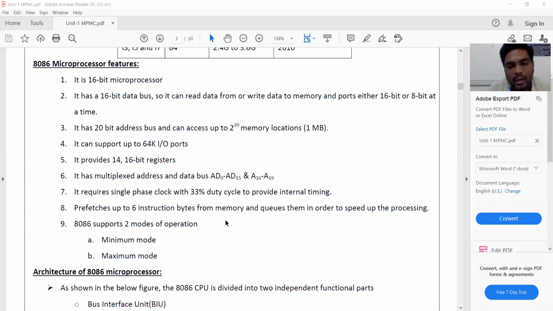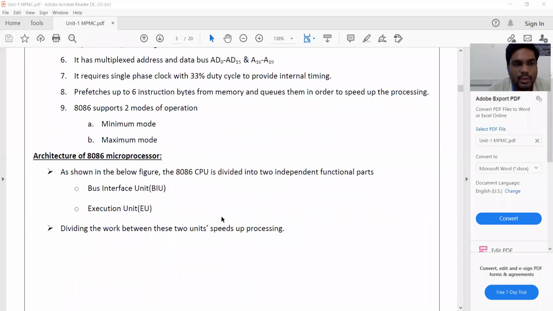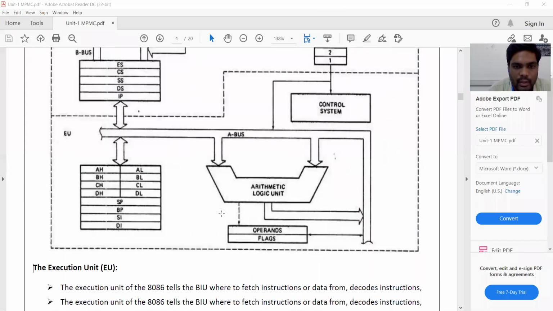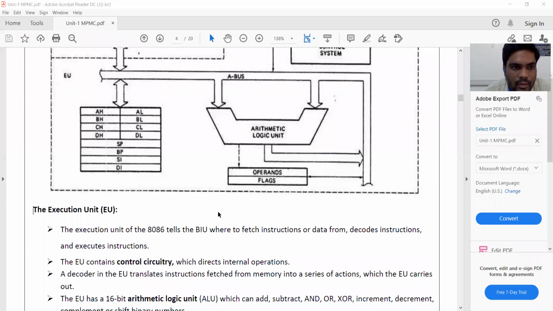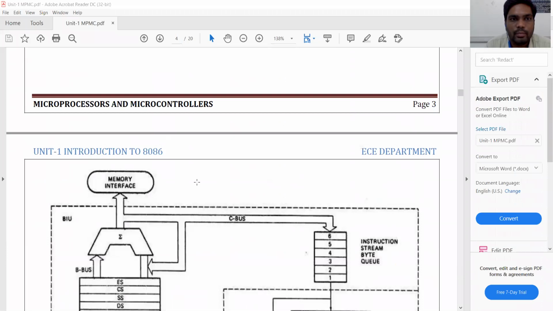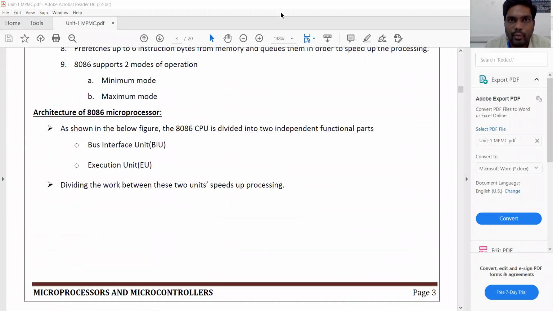In the next class, we'll be dealing with the architecture. This forms a very important topic in terms of understanding, and from the exam point of view also. Hope the lecture is clear to you. If you have any doubts, you can bring them to me.